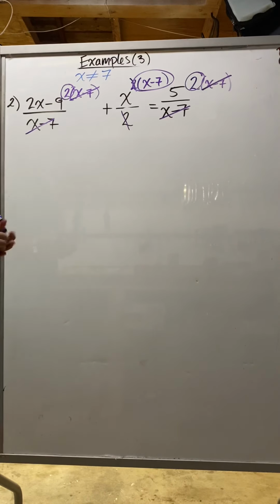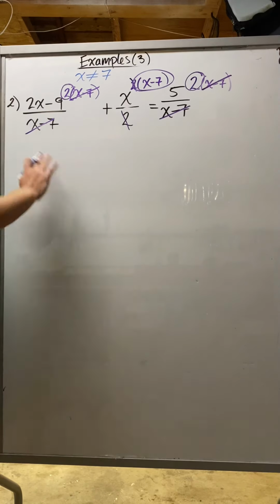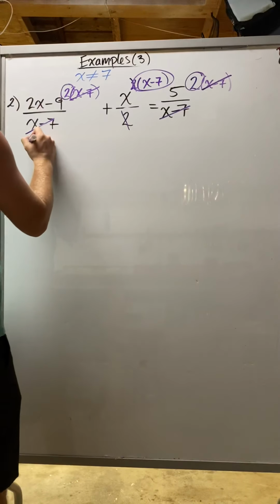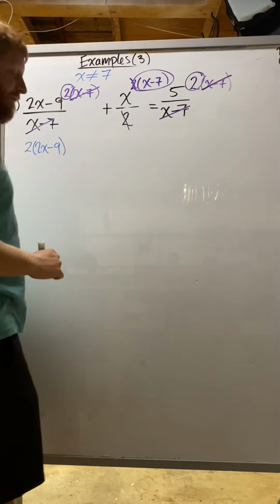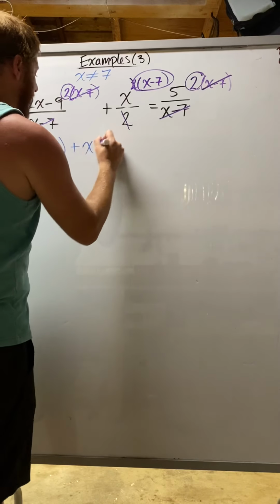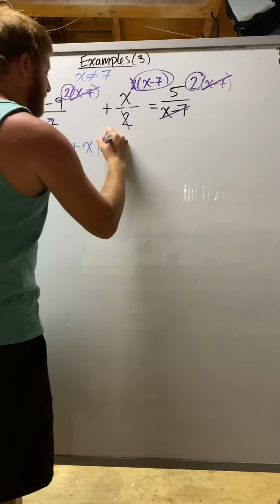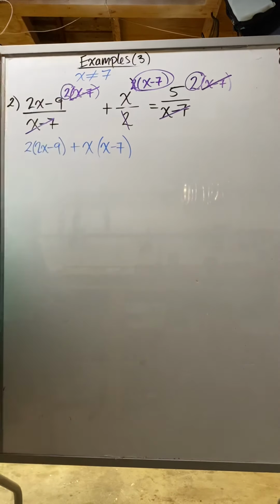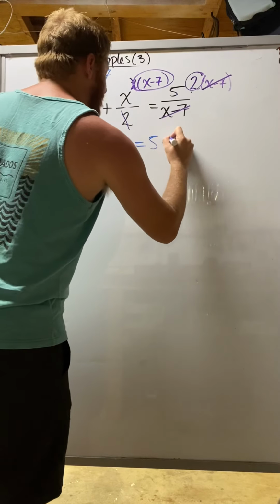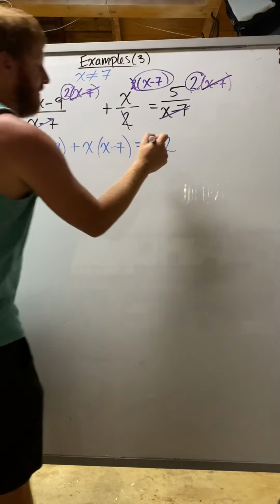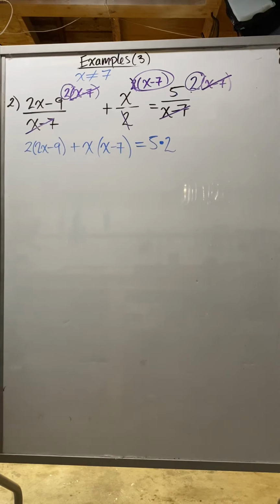Now, a lot of you like to see this step and this work, so I'm going to write it out like this. What we have left, notice all our denominators are gone. We have a 2 that has to times 2x minus 9. That was our first numerator. And we have an x that has to times an x minus 7. That was our second numerator. And we have a 5 timesing 2. There's a dot there. It might be hard to see. Okay? And all we have to do is multiply these out and figure out how to solve them.